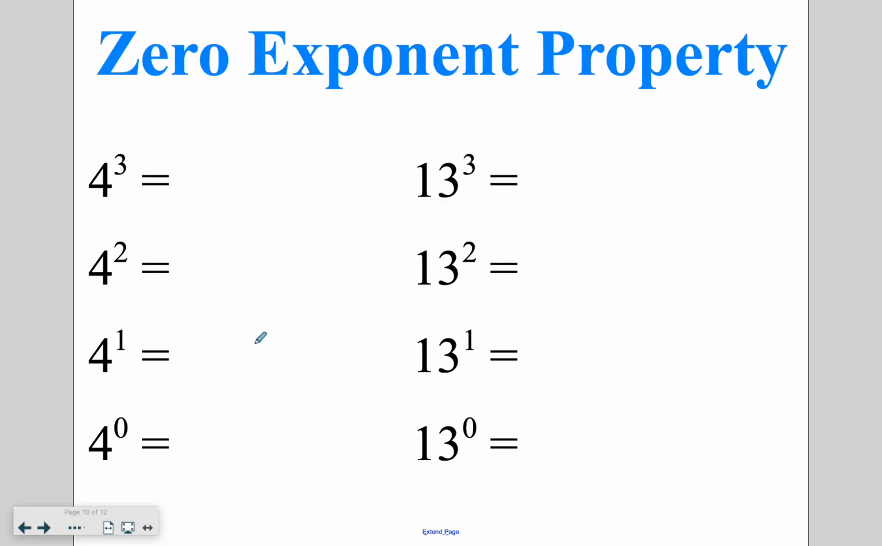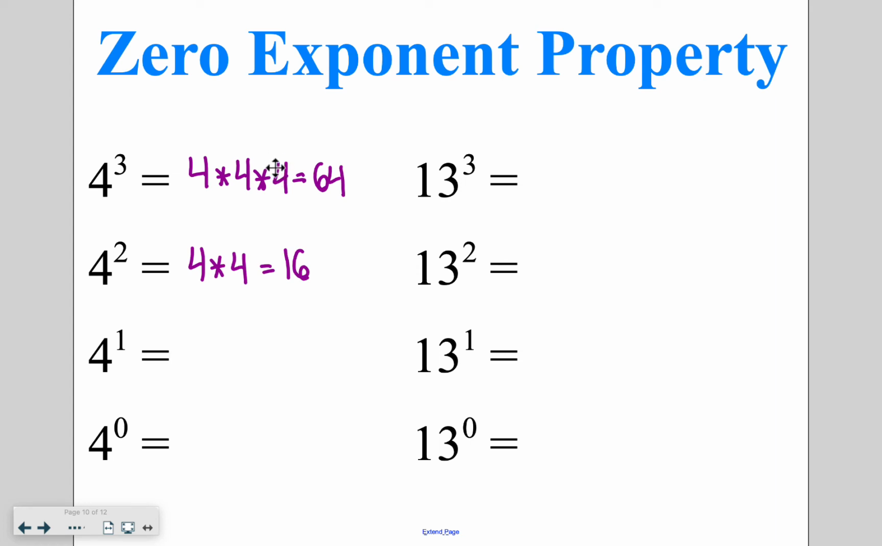So now we're going to talk about what happens when we have an exponent of 0. We're going to use a couple numerical examples to illustrate this reasoning. So I've got 4 to the 3rd, which is 4 times 4 times 4, which is 64. 4 to the 2nd, which is just 4 times 4, giving you 16.